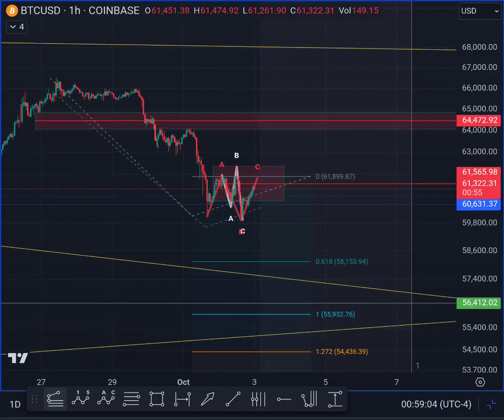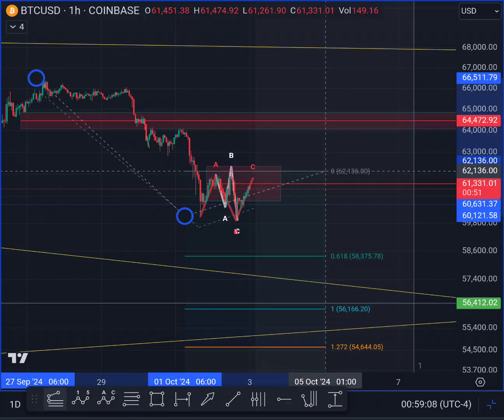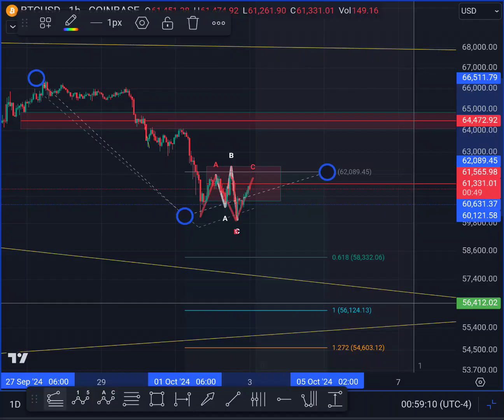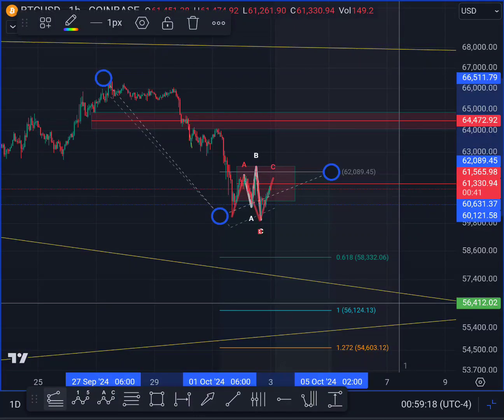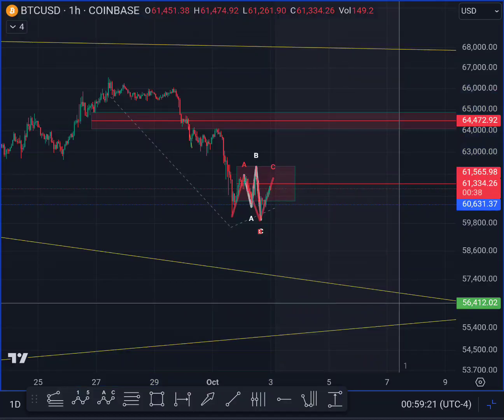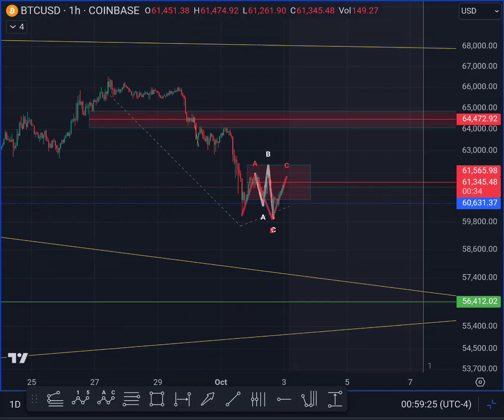55,952 to the 1-to-1 fib extension. Maybe this pops up a little higher and gets you 56,200. Yeah, maybe your sell setup is at 62, something like that. And price comes down to target. And then we would just be reversing the leg that started it.